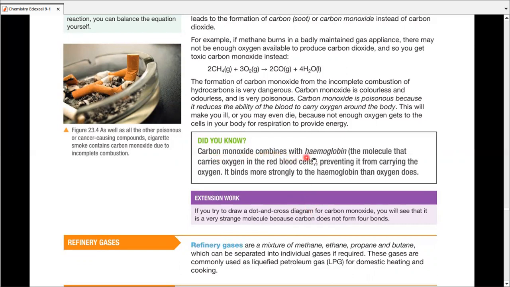Carbon monoxide actually combines with hemoglobin, the protein that carries oxygen in the red blood cells around your body, and prevents it from carrying the oxygen. It actually binds more strongly to hemoglobin than oxygen does.